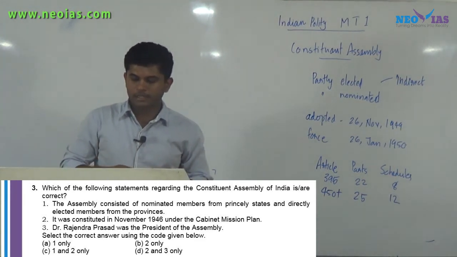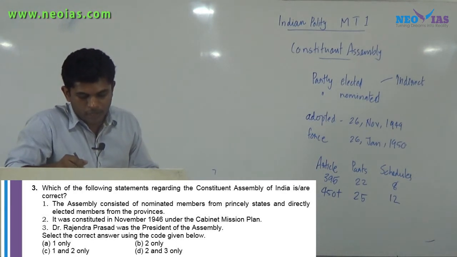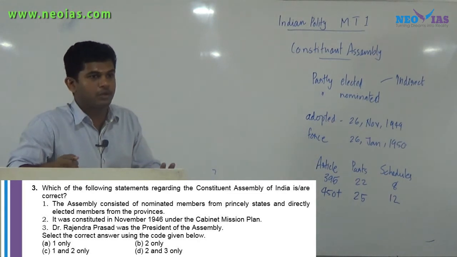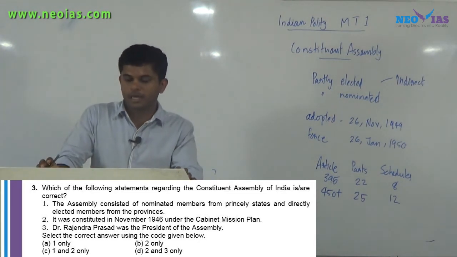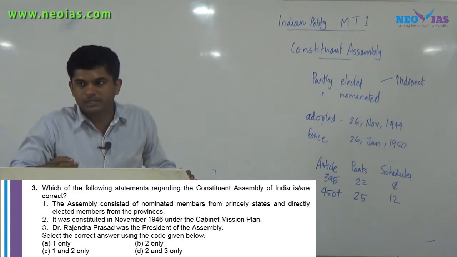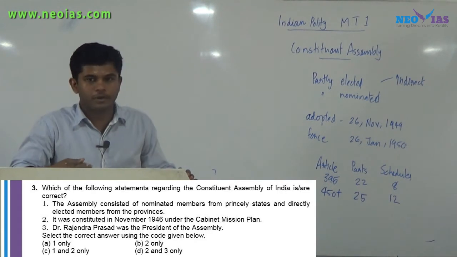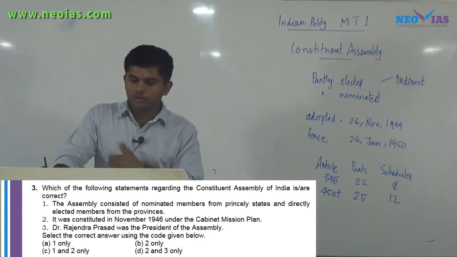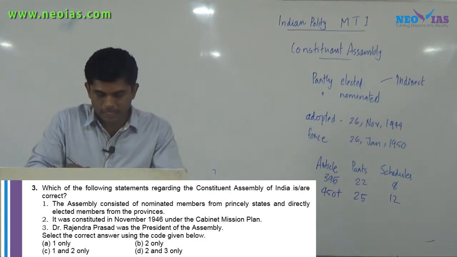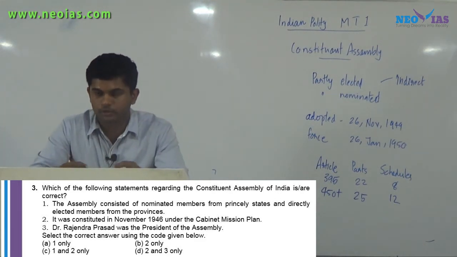We will read the second statement. It was constituted in November 1946 under the Cabinet Mission Plan. We already discussed that, and that statement is correct. Now we need to check whether the third statement is correct or wrong. Dr. Rajendra Prasad was the president of the assembly. That statement is also correct. So 2 and 3 are the correct statements, and we can go for option D. D is the correct answer for the third question.